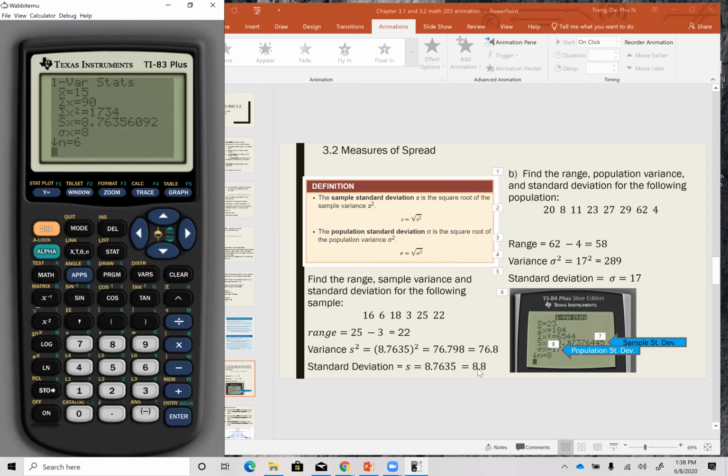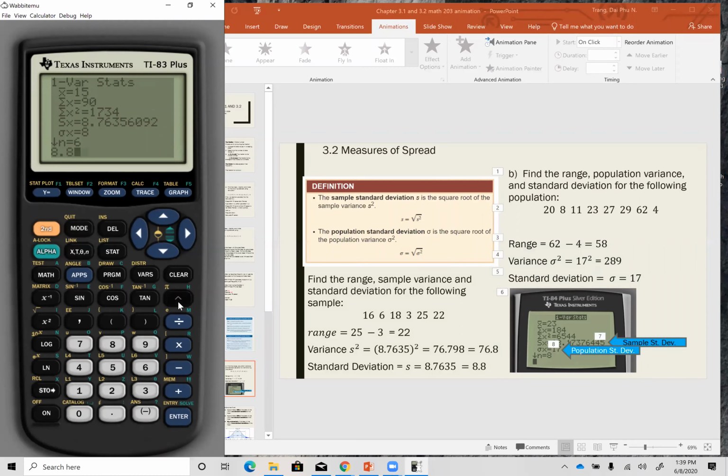When you find your answer, please do not round your answer in the process, okay? You only round your answer at the end. Looking at this, all you need to do is take whatever this standard deviation is, which is four or five decimal places, fine. You take this number, 8.7635, and you square it to give you 76.798. And then all you need to do is keep one decimal place.